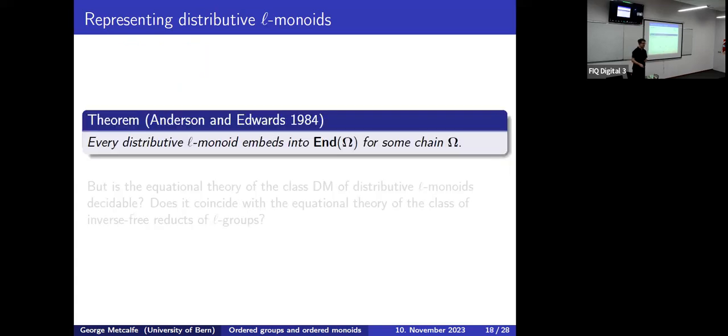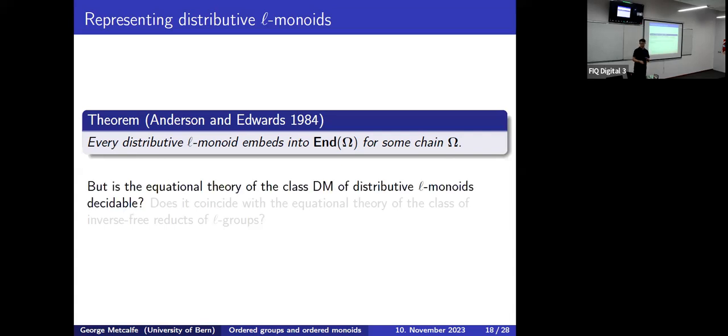And again, these play a pivotal role because we have a version of Holland's theorem for distributive L monoids. Namely, every such algebra embeds into End(Ω) for some chain Ω. This was proved by Anderson and Edwards in 1984, a very similar kind of result. However, they left open a couple of questions.